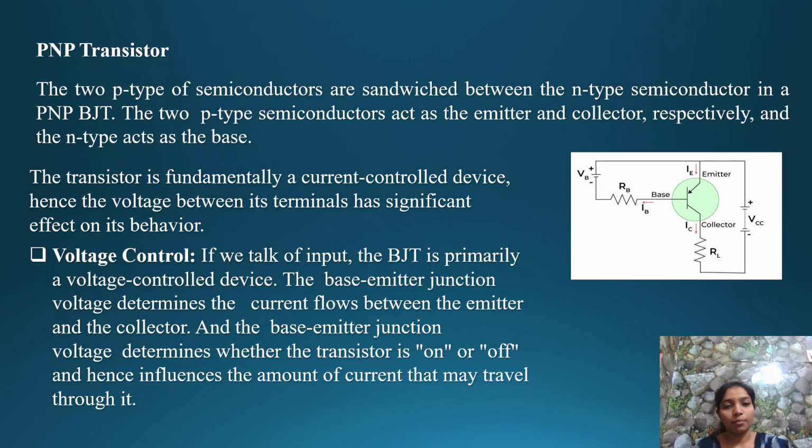The transistor is fundamentally a current control device, hence voltage between its terminals has a significant effect on its behavior. Voltage control. If we talk about input, these transistors are primarily a voltage control device. The base emitter junction voltage determines the current flow between the emitter and the collector, and determines whether the transistor is on or off, and hence influences the amount of current.